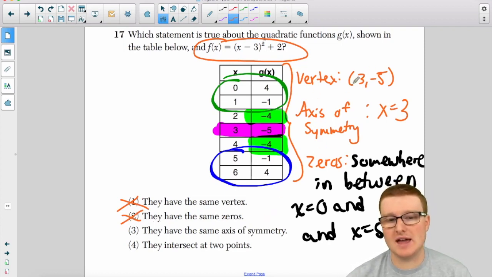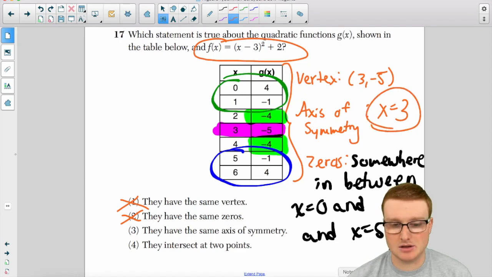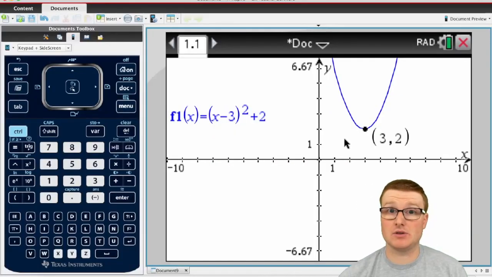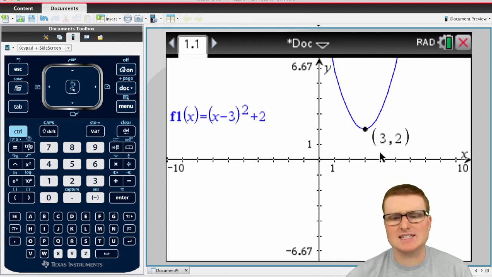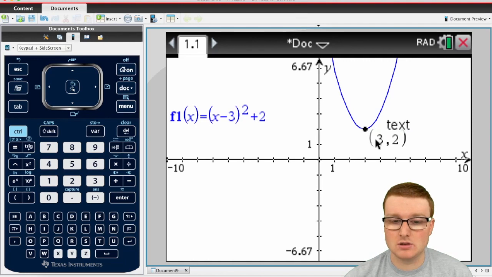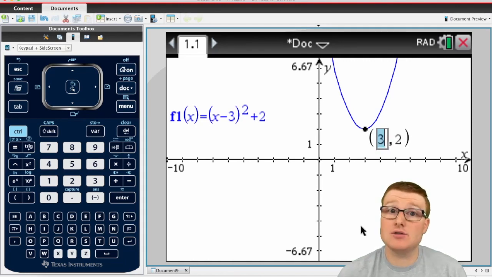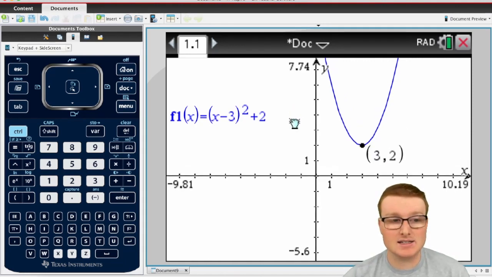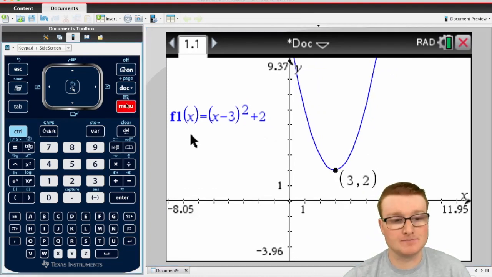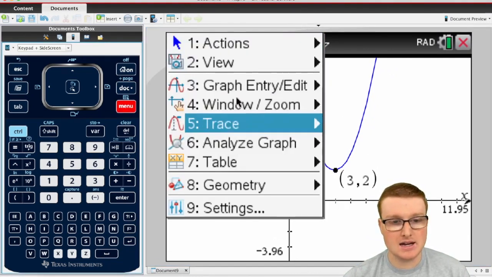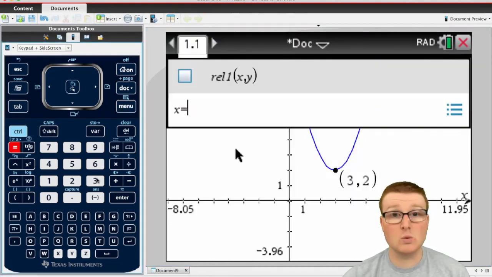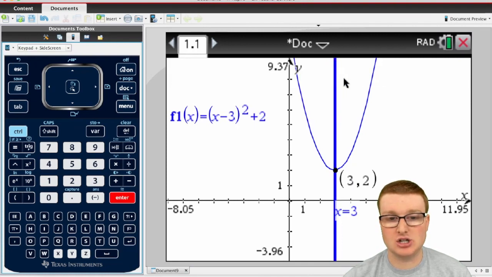They have the same axis of symmetry. Well, I just said before that the axis of symmetry for this one is x equals 3. Let's see if the axis of symmetry for this is x equals 3. Oh, wait a minute. The vertex is the point (3, 2). Your x value is 3. That means your axis of symmetry is x equals 3. Let me show you more. If I go to menu, graph entry, edit, and relation, and type in x equals 3, look at what happens.